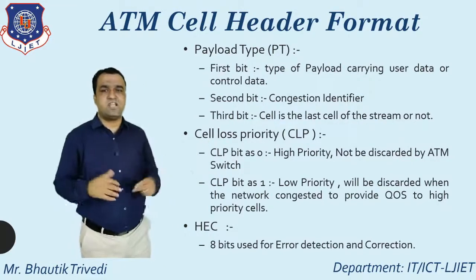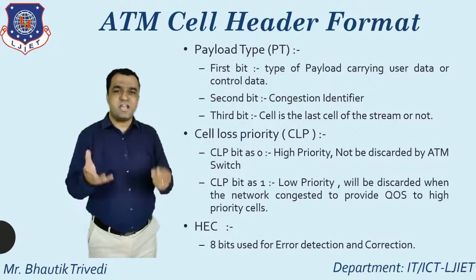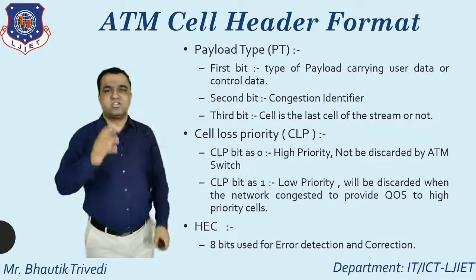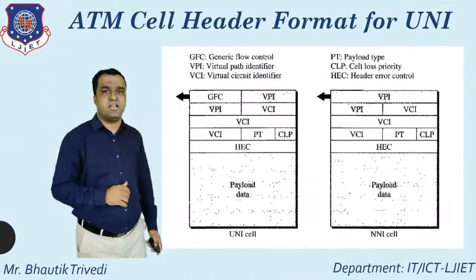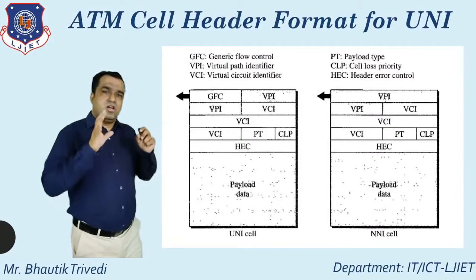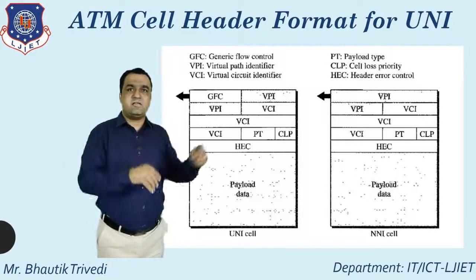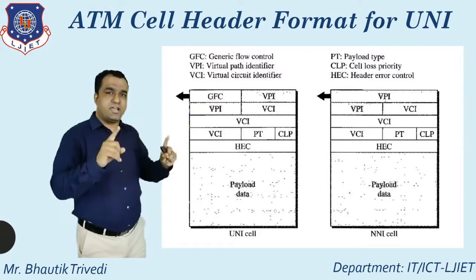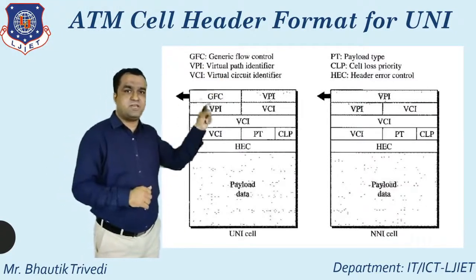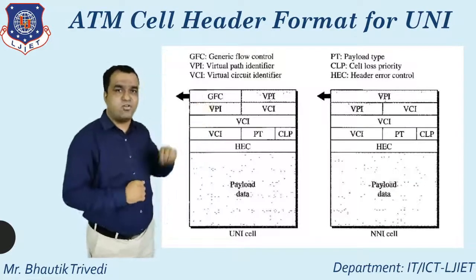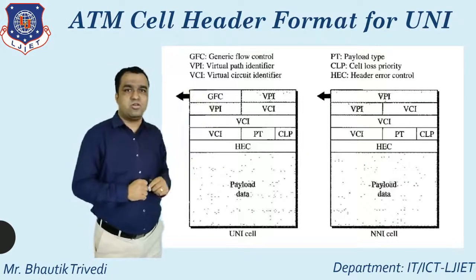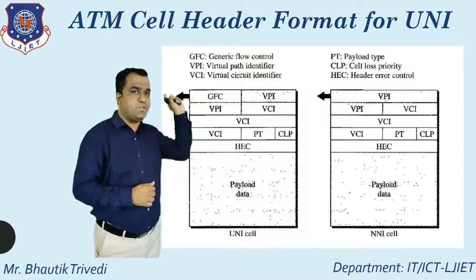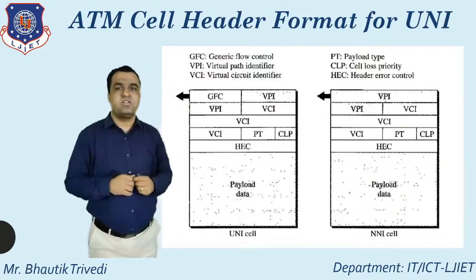And the last one, which you already know, HEC, is generally 8 bits and is used for error correction as well as error detection. So this is the concept of the ATM cell header format. Again, in UNI, GFC is there and you put the 0 value. But in case of the NNI, in place of the GFC, you set the VPI. That is the most important thing.